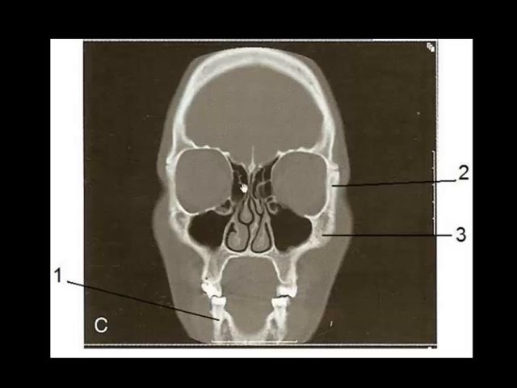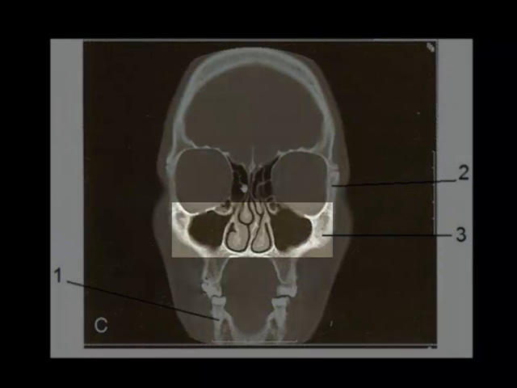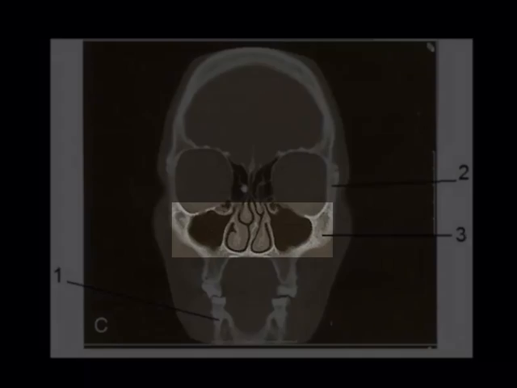In this image, the nasal bones are not visible in the middle of the orbits because this section is too deep to demonstrate them. The vomer is also not visible because it lies deeper in the skull than this section. The maxillary sinuses located in the body of each maxilla are also well seen in this image.